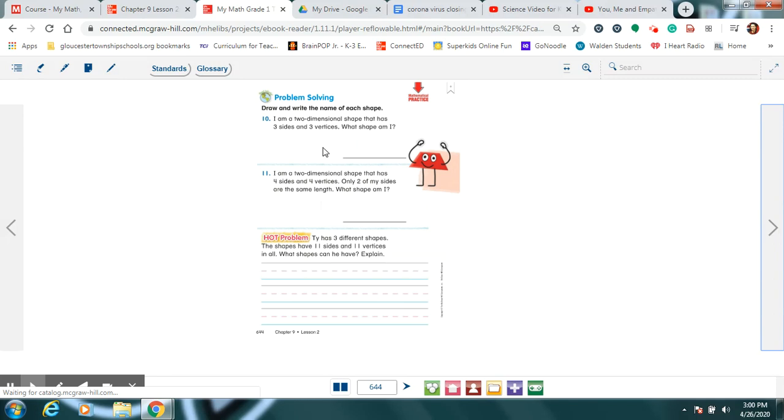And then on this page we have a couple of riddles. You'll have to read the clue and see if you can figure out the name of the shape. Now, if Ty has 3 different shapes, the shapes have 11 sides and 11 vertices in all. What shapes could he have? What I want you to do is just take a piece of scrap paper and start drawing a few shapes. How many? 3. He only can pick 3 shapes. Maybe a square, maybe a rectangle, maybe a triangle, maybe a trapezoid. He can only pick 3. So draw them and then start counting sides and vertices. Remember, in order to figure out what 3 shapes he has, you must have 11 sides and 11 vertices. We'll see who can figure that out.